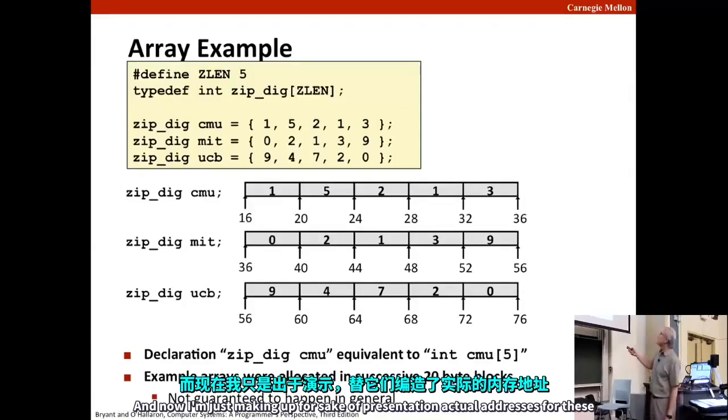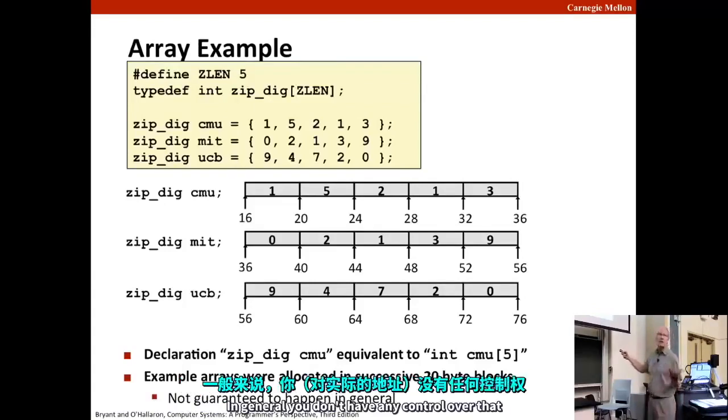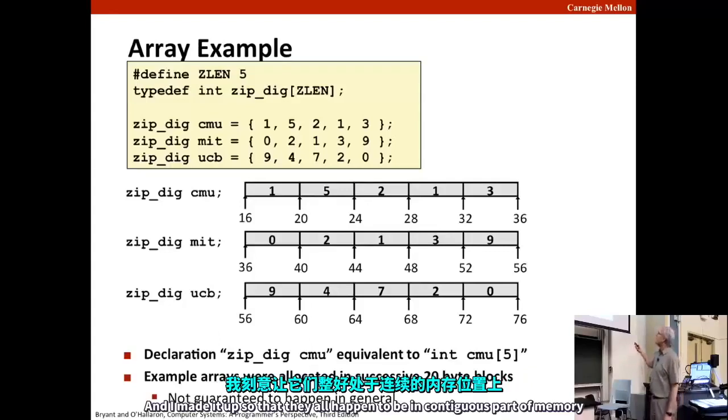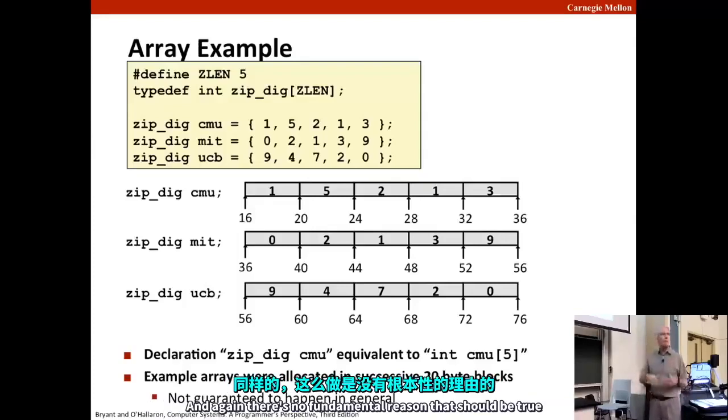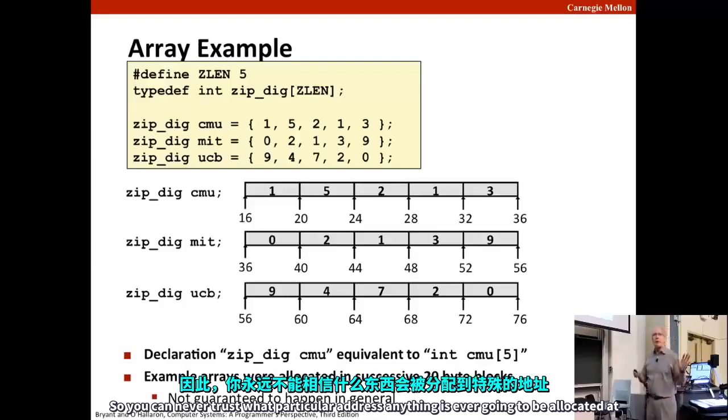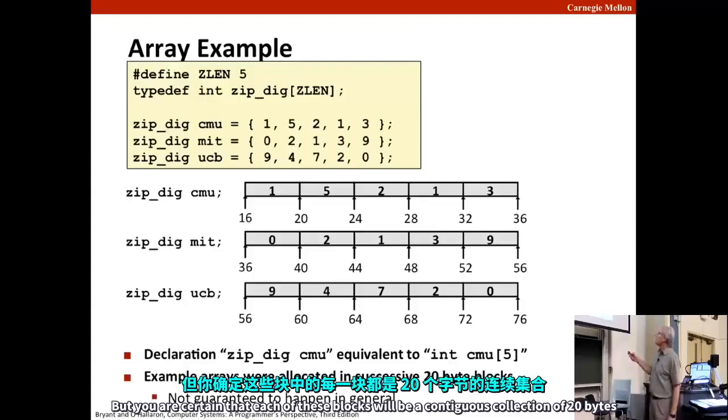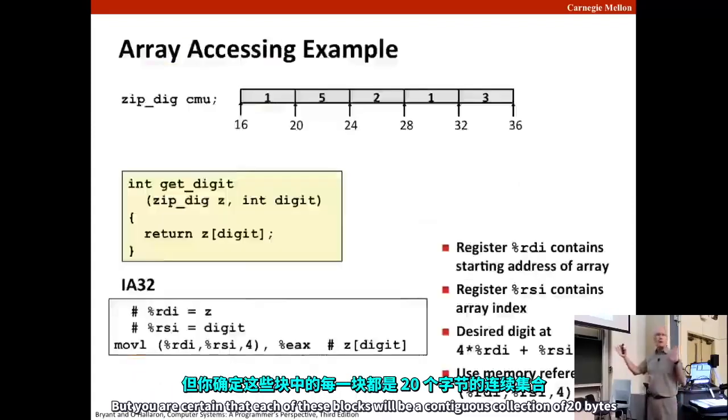And now I'm just making up, for sake of presentation, actual addresses for these. In general, you don't have any control over that. I made it up so that they all happen to be in a contiguous part of memory. Again, there's no fundamental reason that should be true. So you can never trust what particular address anything's ever going to be allocated at. But you are certain that each of these blocks will be a contiguous collection of 20 bytes.